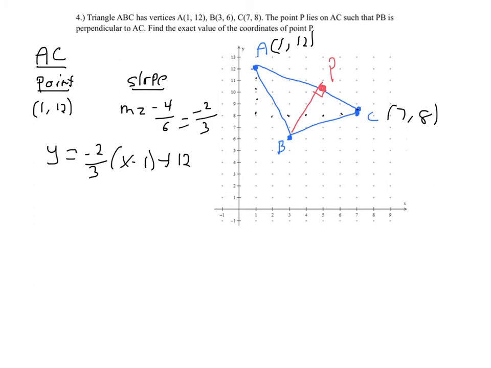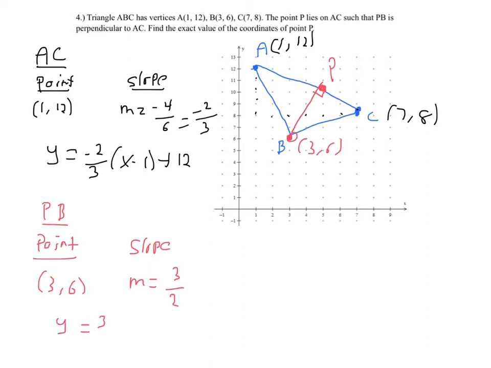So now we need to write the equation of the line through PB. Again, we need a point and a slope. We know that B is on this line, and B has coordinates 3, 6. And then the slope, because it's perpendicular, the slope will be the opposite reciprocal of the slope through AC, so 3/2. Write the equation of the line: y is equal to 3/2 times x minus 3 plus 6.